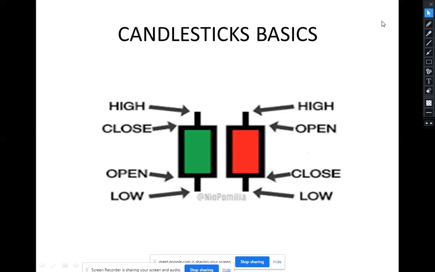So let's move on. This is candlestick basics. This is the bullish candle, the buyer's candle. This is the bearish candle, the seller's candle. You know, that one is very simple. Here, the upper shadow we call the high, and the lower shadow we call the low. Then a bullish candle always opens at the low and closes at the high.